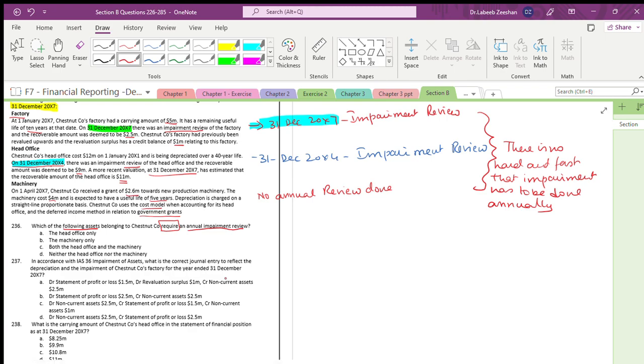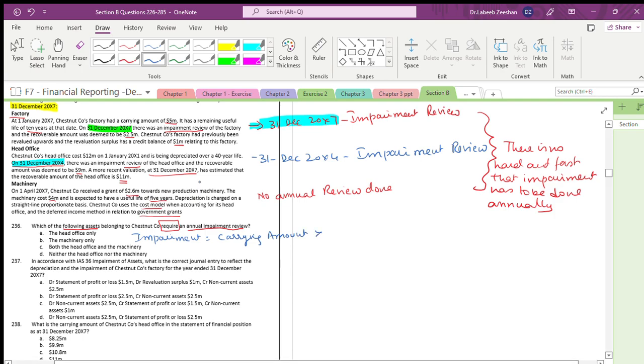Yes. I will write here. When there is an impairment, when the carrying amount is greater than the recoverable amount. The carrying amount is greater than the recoverable amount.